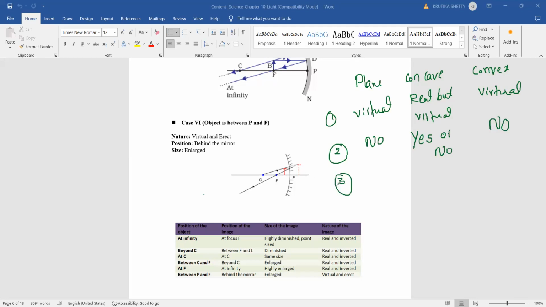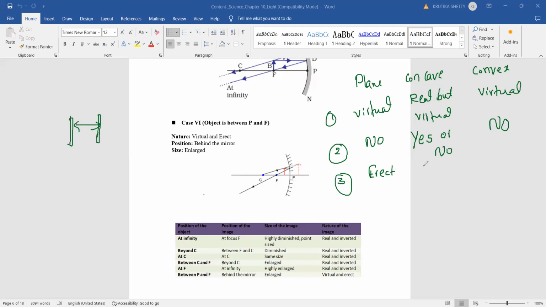The third point, nature of the image. In the case of the plane mirror, it is erect. What is the meaning of erect here? Erect means the same orientation. If you stand in front of the mirror, you will see yourself exactly as you are. That is called an erect image.